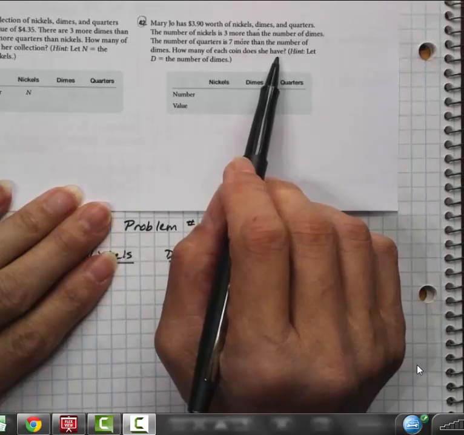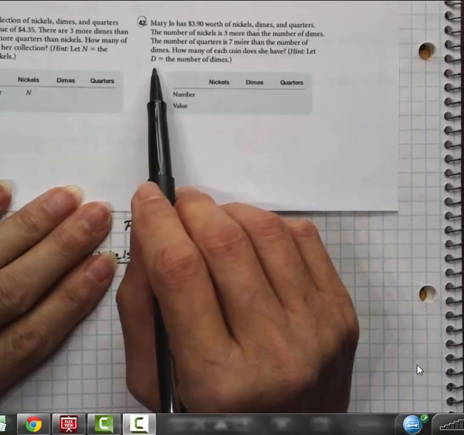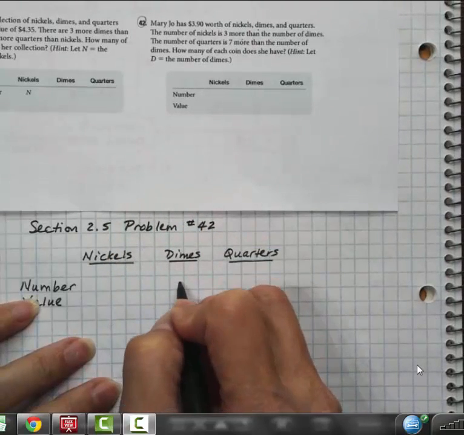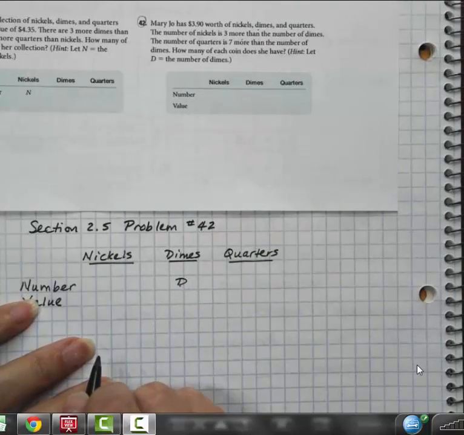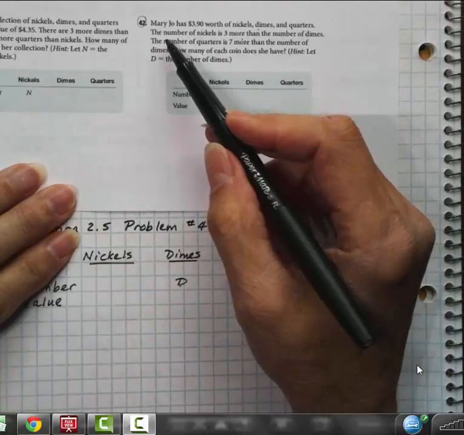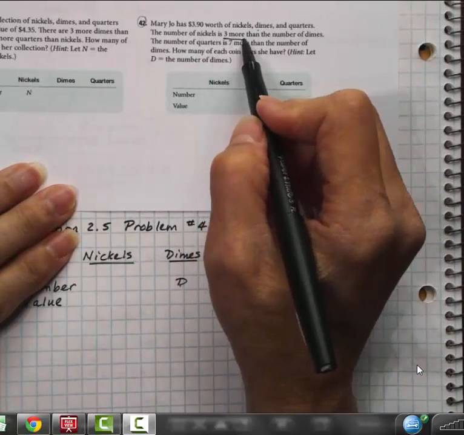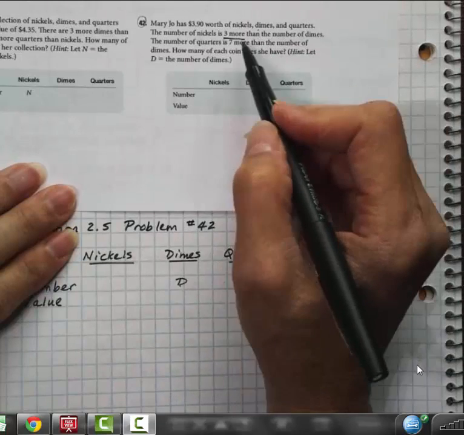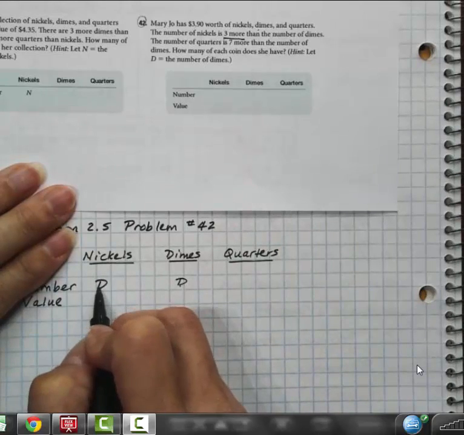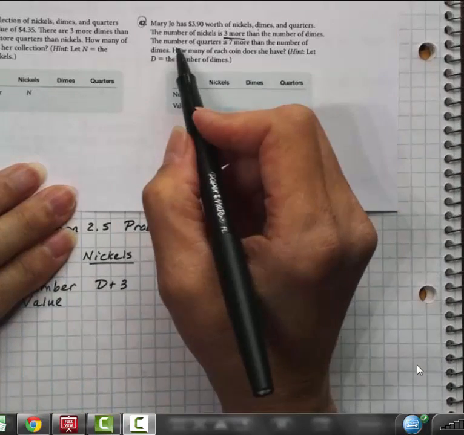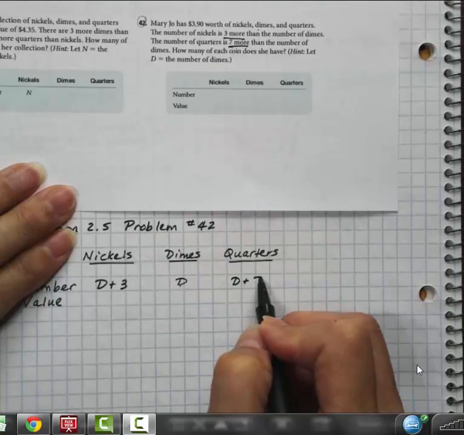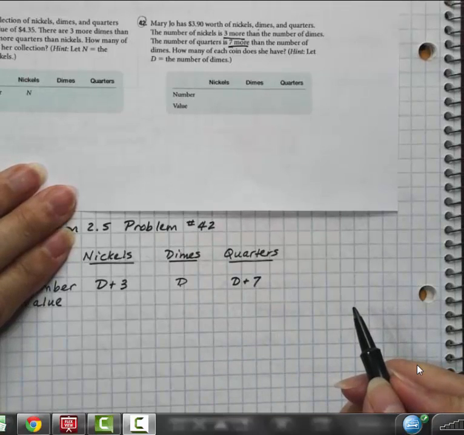And then they give us a hint and they say, let D equal the number of dimes. So that's what we're going to do here. We're going to let D be the number of dimes. Then we're going to go back and figure out how many nickels and how many quarters. So the number of nickels is 3 more than the number of dimes, so I'm going to add 3 to the number of dimes for my nickels, D plus 3. And then my quarters are 7 more than the number of dimes, so I'm going to add 7 to my number of dimes, or D plus 7.